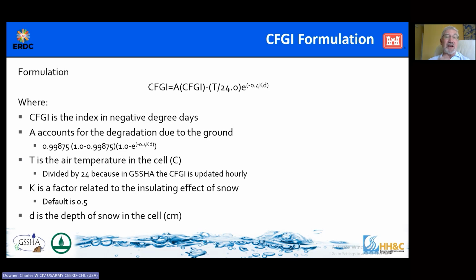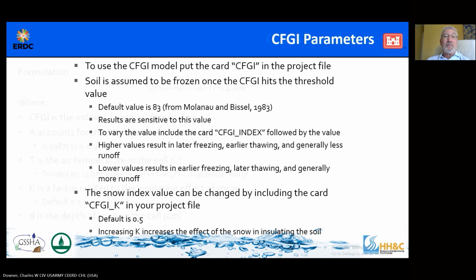T is the air temperature, divided by 24 because it's updated hourly, so we've modified the original equation that's been used. K is a factor related to the insulating effect of the snow, and the default is 0.5. And D is the depth of snow in the cell. For the parameters, to use the model you put the card, there's the word card again, CFGI index in the project file. The soil is assumed to be frozen once the CFGI hits the threshold value.